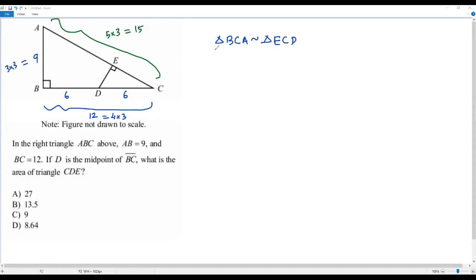Now let's come back to the similar triangles. As I said earlier, the bigger triangle BCA and the smaller triangle ECD are similar. Now we have to get the ratio of the corresponding sides.